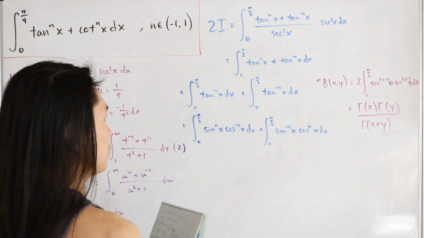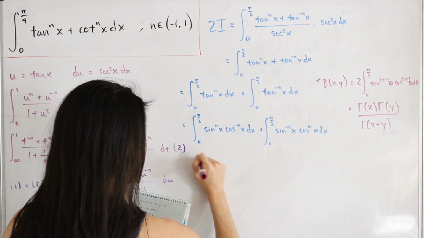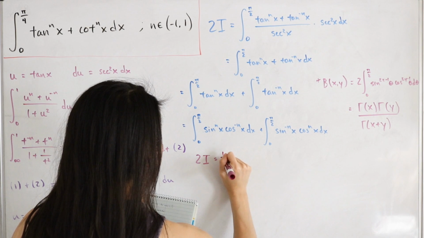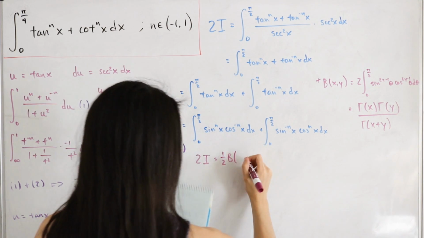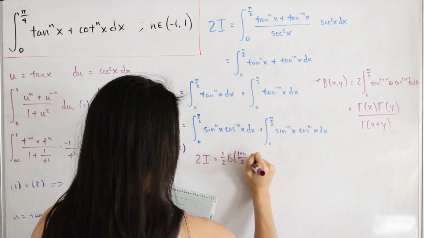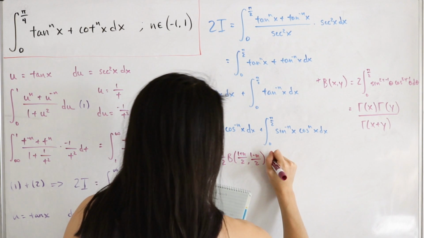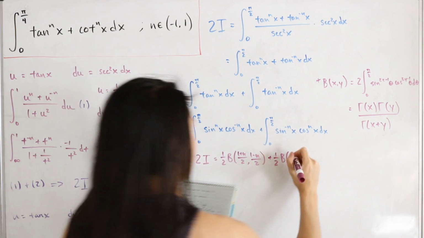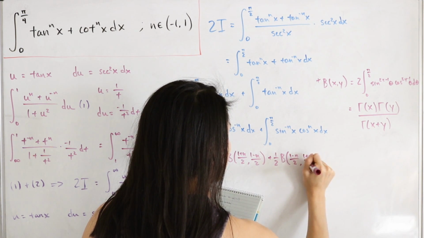Okay. So now if I put everything back together, we plug in our parameters correctly. So we have that so far. To reiterate, 2 times I is going to be rewritten as 1/2 times beta. Now our input for this one specifically is going to be 1 plus n divided by 2, comma 1 minus n divided by 2. Okay, and now add this again. So 1/2 beta of, now just basically switch, so it's 1 minus n divided by 2 and then 1 plus n divided by 2.